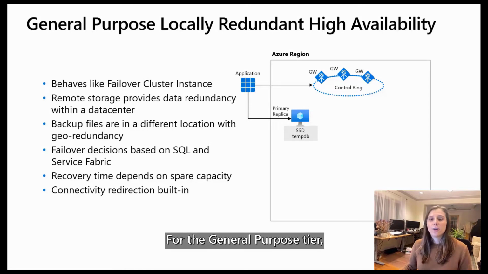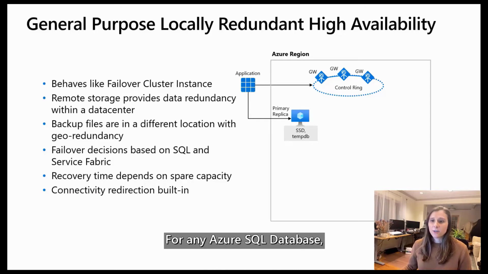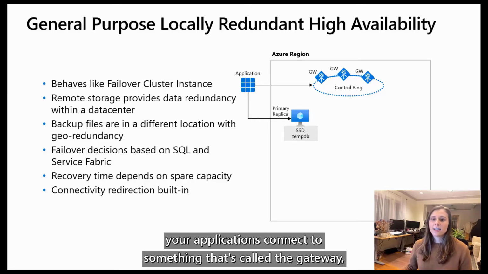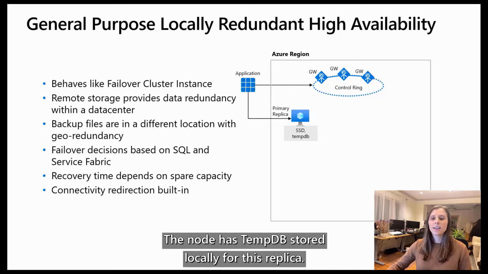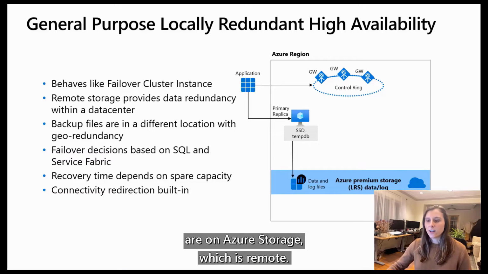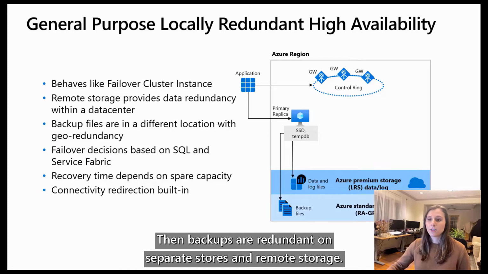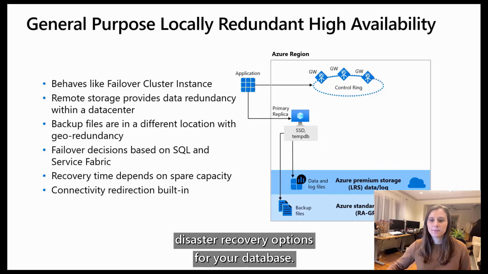So for the general purpose tier, as a starting point, let's look at the local redundant architecture for general purpose. For any Azure SQL database, your applications connect to something that's called the gateway, which redirects to where the primary replica is. The node has tempdb stored locally for this replica. However, your data and log files are on Azure storage, which is remote. And then backups are redundant on separate stores and remote storage. We separate the logs and backups to give the best availability and disaster recovery options for your database.